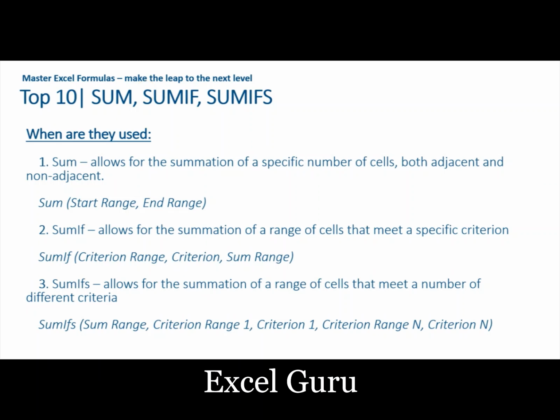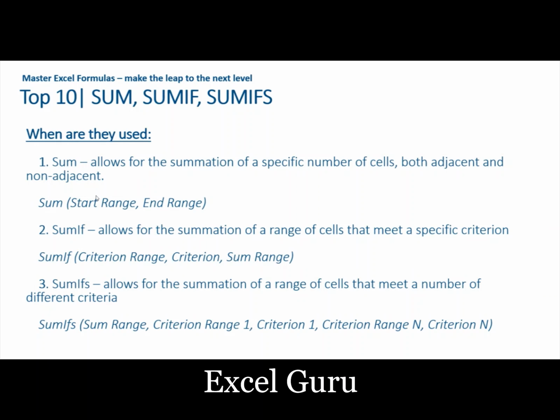Then sum-if and sum-ifs. These two formulas allow you to sum based on a specific criterion or criteria. So sum-if allows for the summation of a range of cells that meet the specific criterion, whereas sum-ifs allows for the same thing but with more than one criteria.